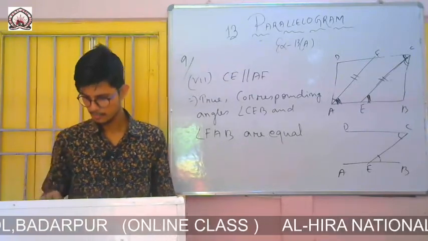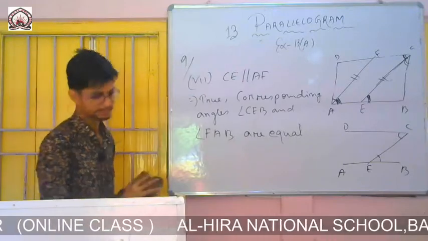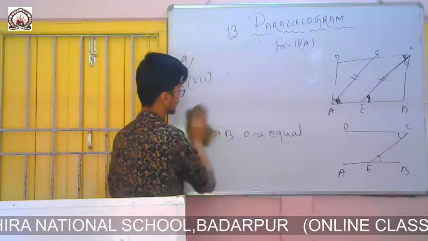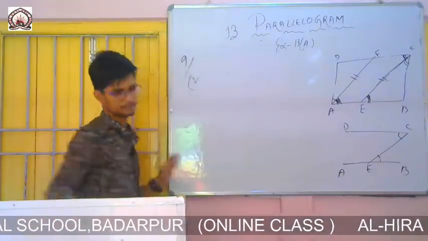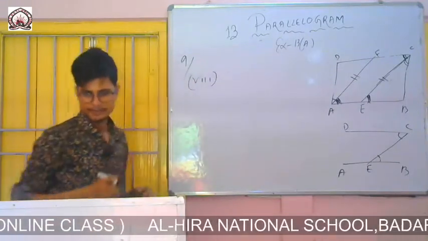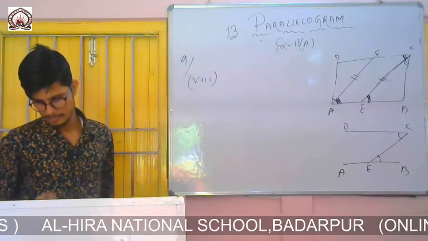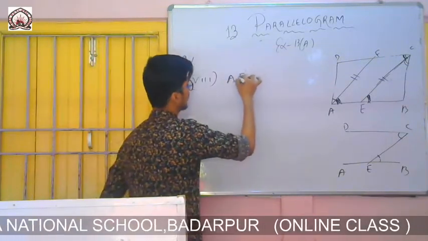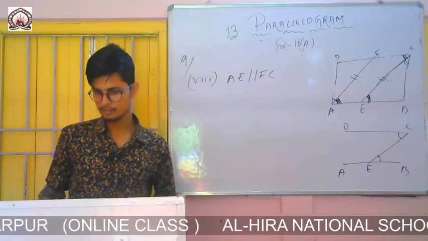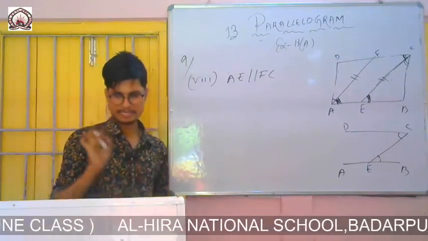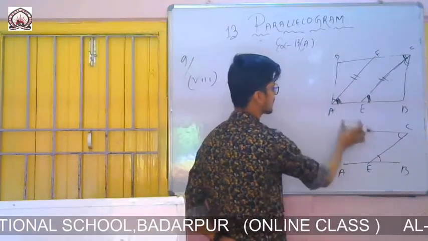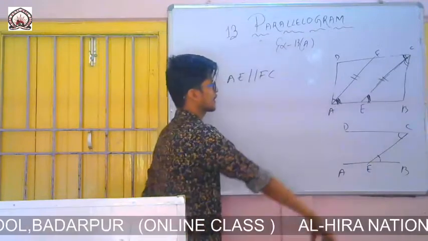Now last, Roman number 8. Okay. Now you see Roman number 8, it is given AE parallel FC. AE parallel FC. So you have to say whether it is true or false. You can easily say that it is true, because just now we have proved that these two lines are parallel. If two lines are parallel, then the distance between them will also be equal.